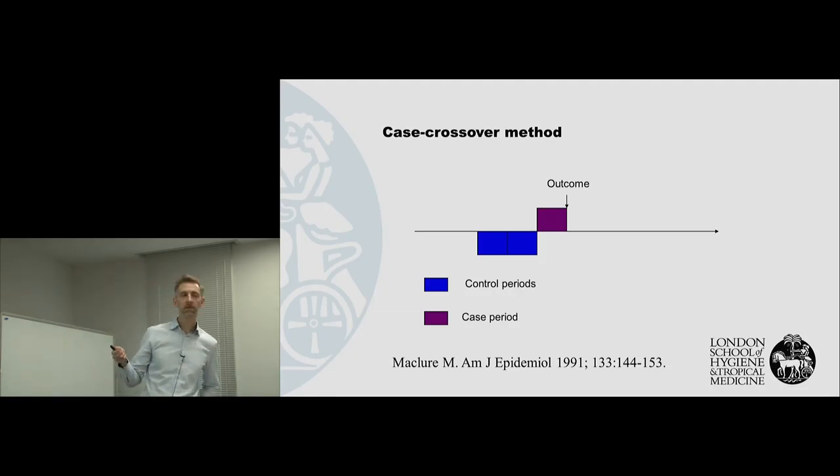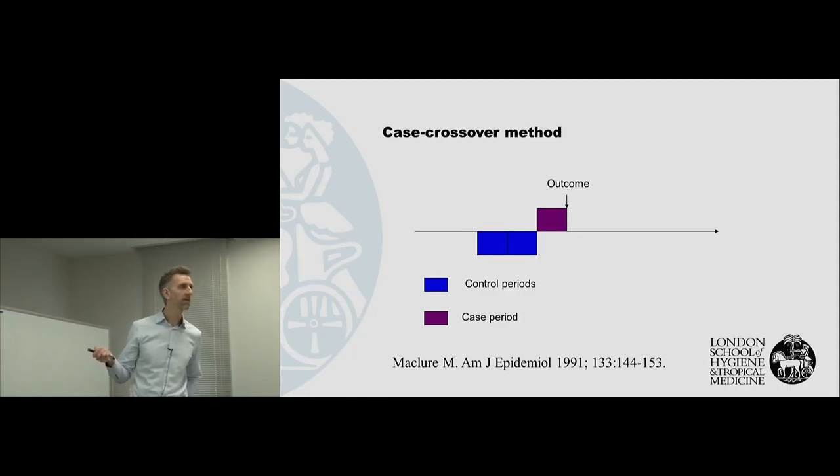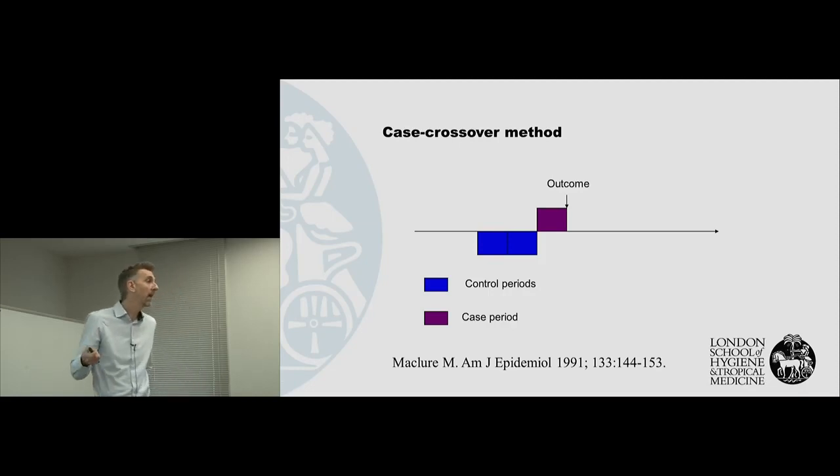So again, we've got somebody's observation time here. They have the outcome at this point here. We can then ignore everything that happens in the future. So this is quite different to the self-controlled case series where we were allowing people to remain under observation. So we stop observing people at the outcome, and we will look at this case period and see whether they had the exposure we were interested in, but we will then also look at potentially one or more control periods earlier on to see whether they had the exposure then. So relatively straightforward, a bit like a case control study, but where everybody is their own control.